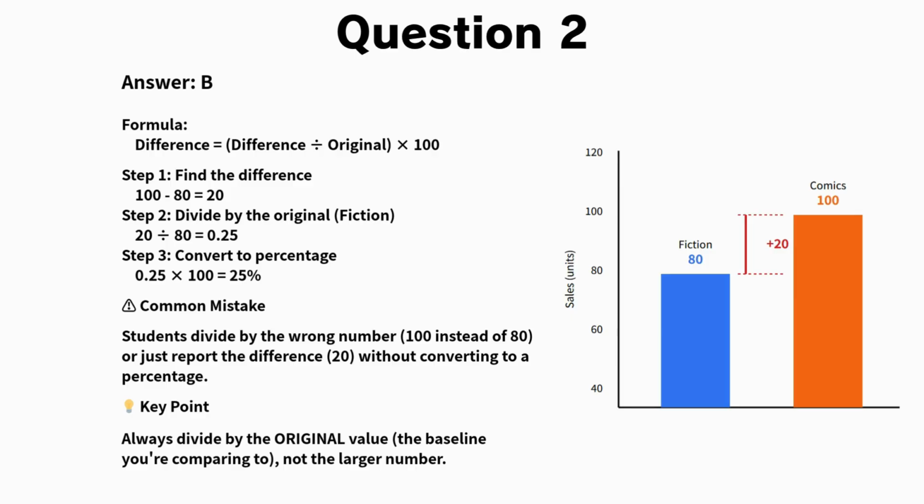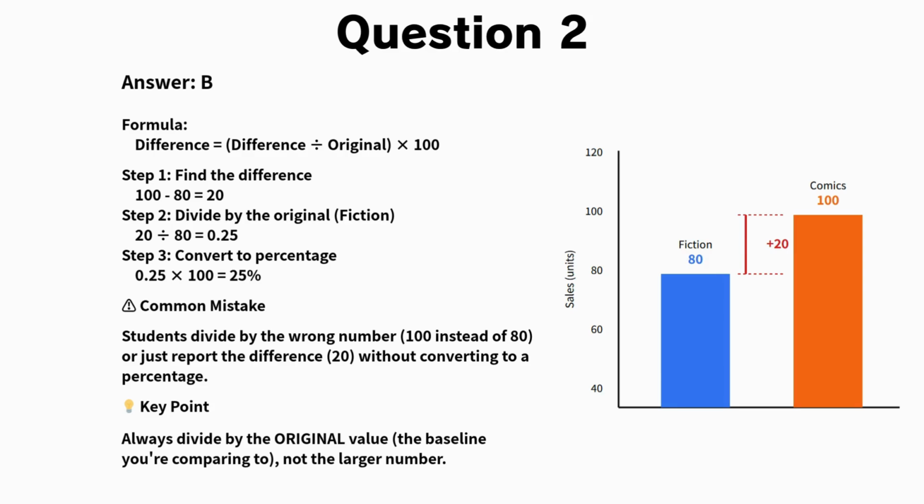Step 2. Divide the difference by the original value. The original value is fiction, which is 80. So we calculate 20 divided by 80. 20 divided by 80 equals 0.25. Step 3. Convert the decimal to a percentage. Multiply 0.25 by 100. 0.25 times 100 equals 25. So the answer is 25%.